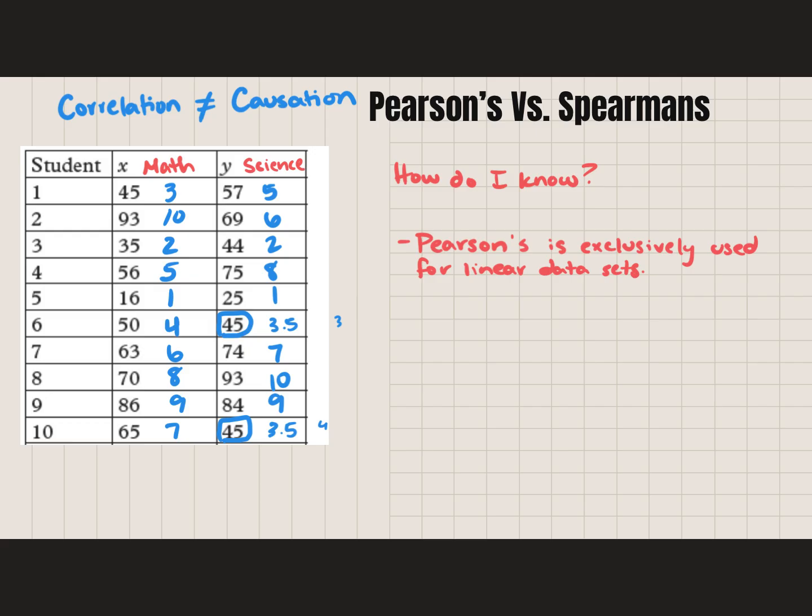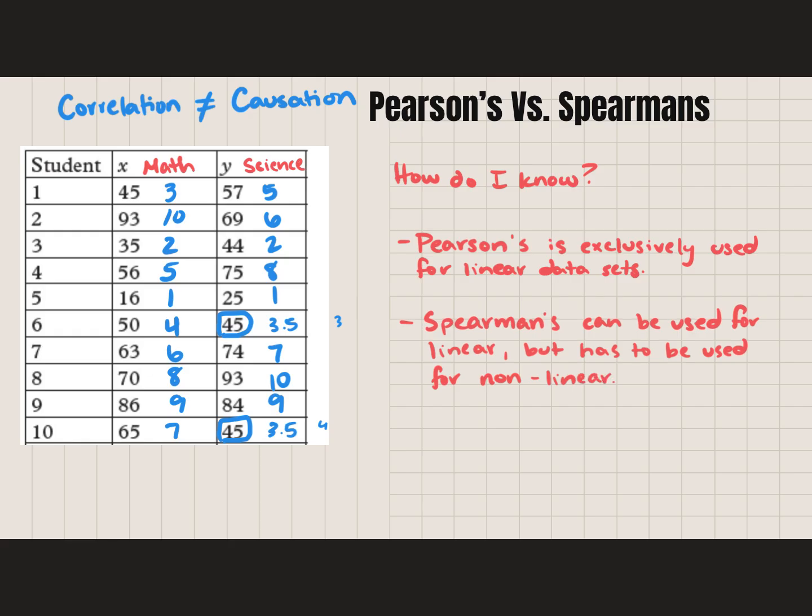So what we would use is Spearman's, which can be used for linear data, but it has to be used for nonlinear. The other thing that's really helpful with Spearman's is that because you're ranking everything, it does better when there are outliers in the data set than Pearson's does. Pearson's can be greatly impacted by outliers in a data set. Spearman's can handle outliers better than Pearson's. It's not as affected by outliers as Pearson's is.